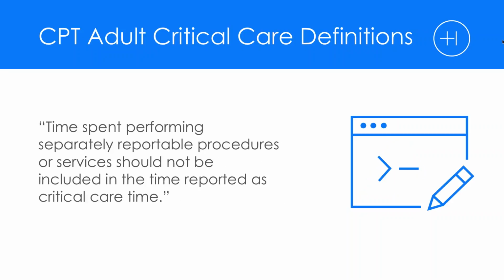All right, and then time spent performing separately reportable procedures or services should not be included in the time reported as critical care time. That really should say something to us about some of those services that occur during that critical care time period, right? That really means that those procedures, we should know how much time those procedures took to take place, and that the critical care that has been documented, that time that the physician wants to take credit for 99291 and 99292, should not be inclusive of any of those other procedures that would be separately reportable and services that should not be included in this time.